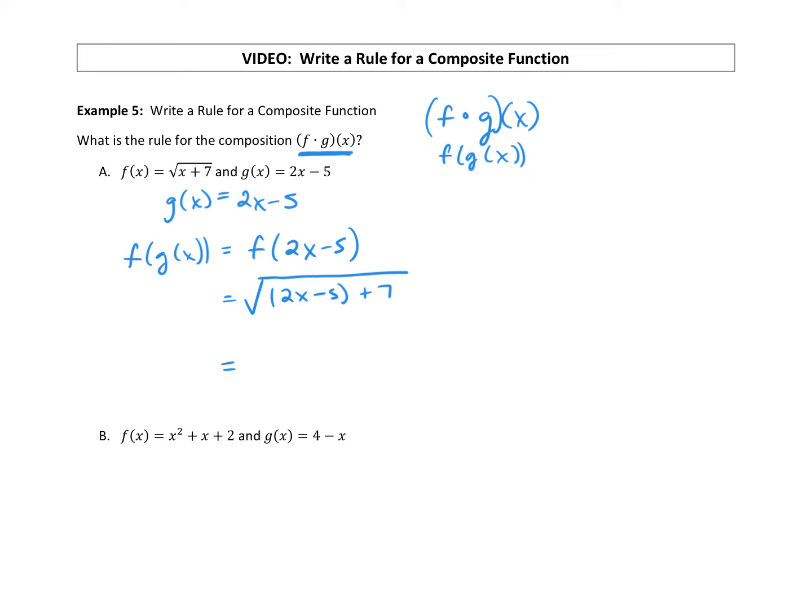Now, we wanted to simplify this. There's nothing to distribute with this 2x minus 5. I always put parentheses around things that I'm plugging in. So because there's nothing to distribute in, we can kind of ignore the parentheses. We have a square root of, that 2x does not have any like terms, so that's going to stay as a 2x. And then negative 5 plus 7 is plus 2. So F following G of X is equal to the square root of 2x plus 2.